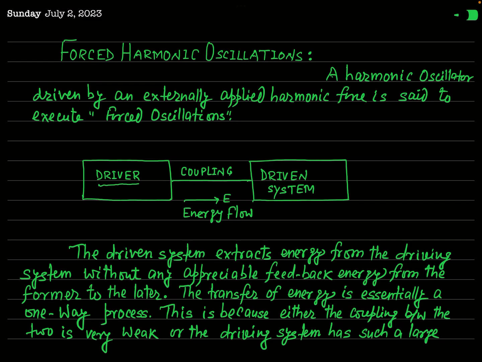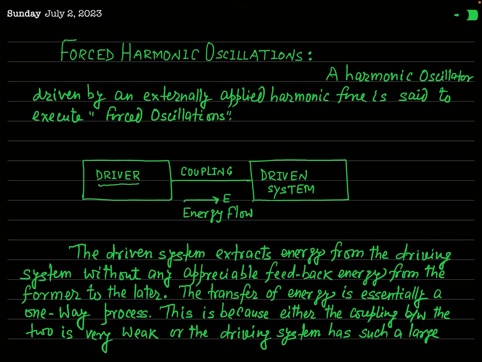It means we consider that energy flows only from the driver to the driven system. As I have marked symbolically in this figure, this flow of energy takes place from driver to the driven system. It means there is no flow of energy from the driven system to the driver. But how is it possible? Definitely there will be a flow of energy from the driven system to the driver, because both are mutually coupled.